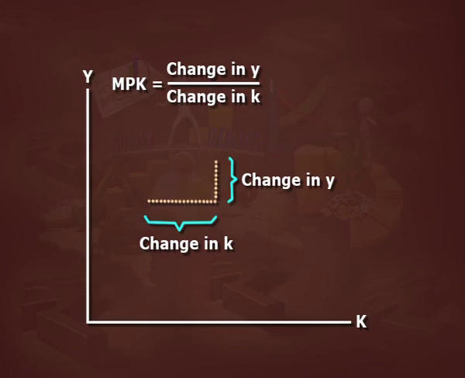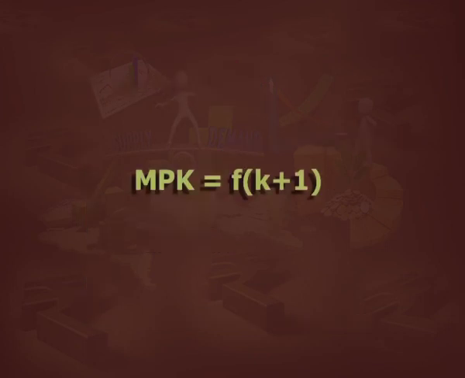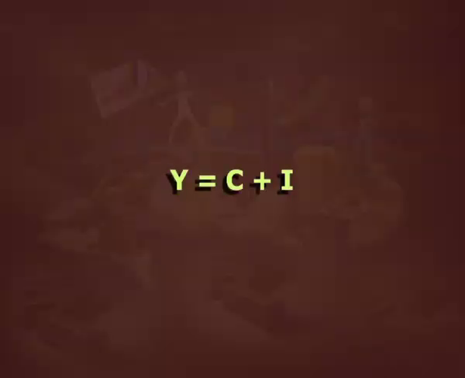On observing the slope of this function, we get the marginal product of capital per worker as MPK equals f(k+1) minus f(k). It tells us the change in output per worker that results when we increase the capital per worker by 1. We begin with per worker consumption and investment. Kindly note that government purchases and net exports are not included in the Solow model. This gives us the per worker national income accounting identity as y equals c plus i.